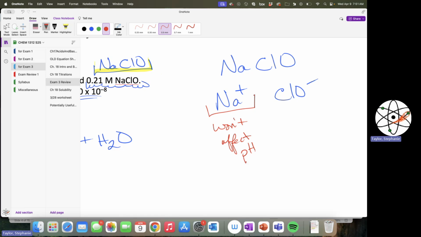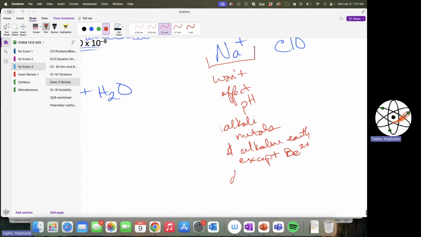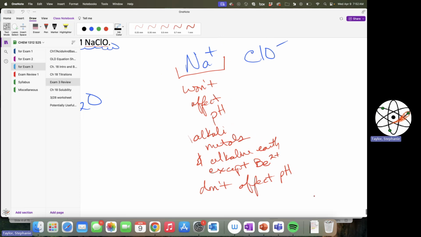There are different ways you could know that, but there is in fact a slide in the notes from chapter 17 that basically just says alkali metals and alkaline earth metals, except for beryllium, because beryllium will affect the pH, don't affect pH. So there are a lot of different ways to talk about why that's true. If you would like a more in-depth explanation, then I'm going to tell you that that's an office hours question, because there are different ways to explain it. But as we get closer to the exam, I'm just going to tell you there's a slide in the notes that this is true.